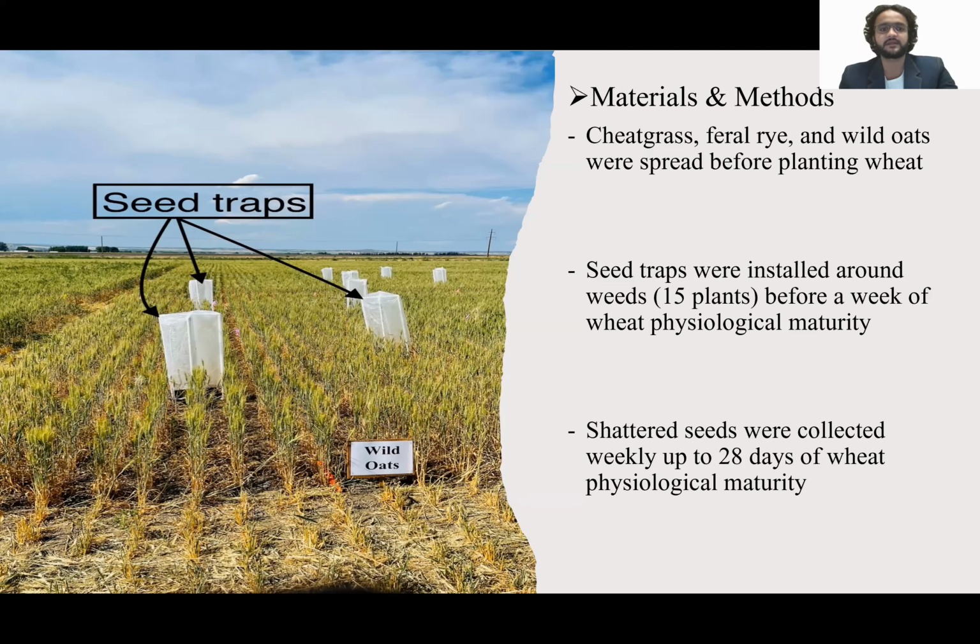In materials and methods, three weed species, cheatgrass, feral rye, and wild oats, were spread before planting wheat. Fifteen wheat plants were selected randomly, and seed traps were installed around them, as we can see in this figure, a week before wheat physiological maturity. Shattered seeds were collected weekly up to 28 days after wheat physiological maturity, to assess the seed shattering phenology and the seed shattering pattern of all three weed species.